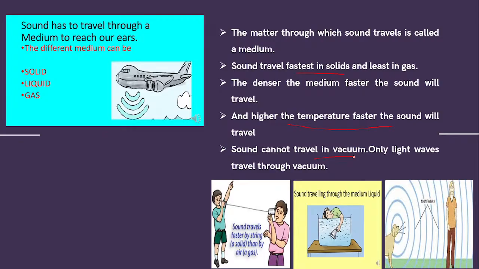If there is no air, no medium, then you cannot hear sound. Suppose in space, if one of you is talking, the other person cannot hear it, right? Why? Because there is no medium, no air, no solid, no liquid. So at that time sound cannot travel. But only light travels in vacuum. That's the main difference between sound and light. Light can travel in vacuum, whereas sound cannot.